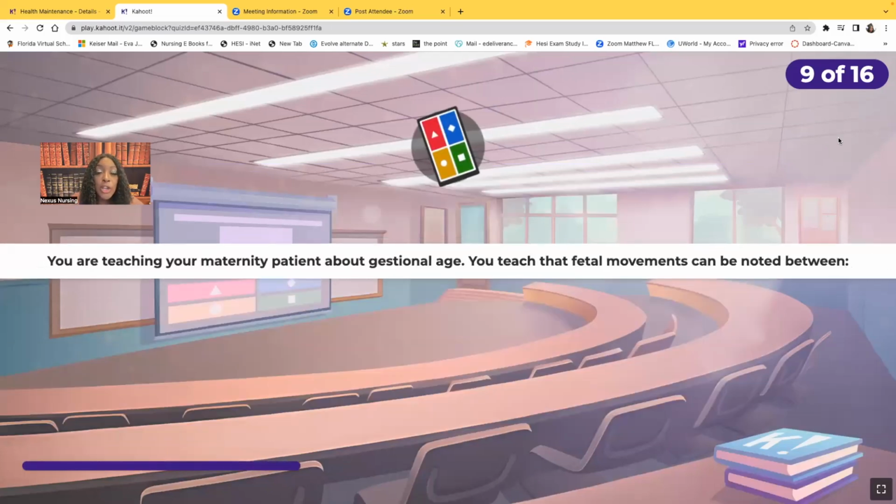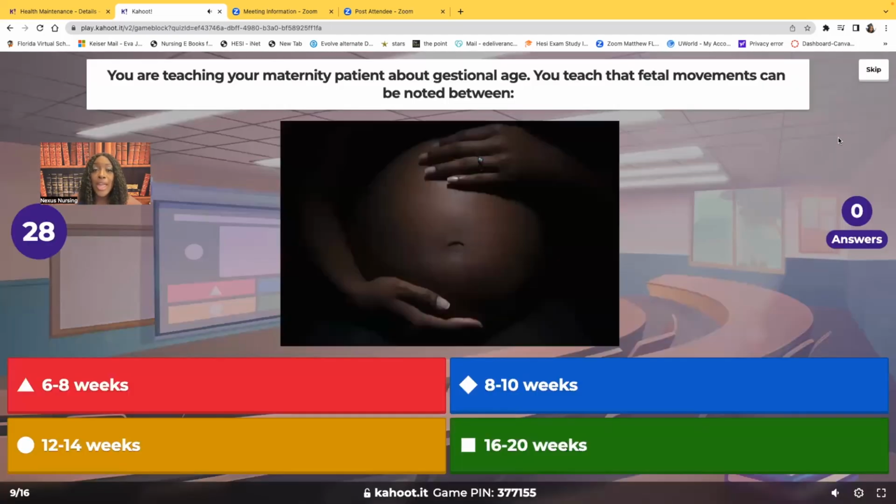You're teaching your maternity patient about gestational age. You teach that fetal movements can best be noted when. When can we note fetal movements? Is it 6 to 8 weeks, between 8 to 10 weeks, 12 to 14 weeks, or 16 to 20 weeks? When can fetal movements be noted?